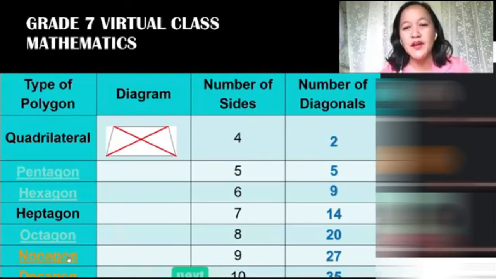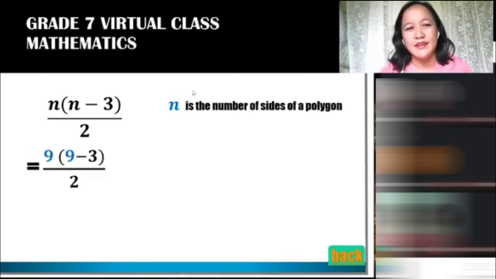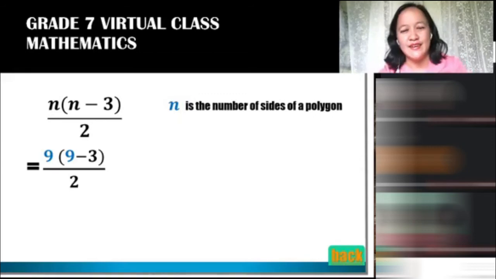Ayan, what about a nonagon? Okay, sige nga, tignan natin kung sino ang pinakaunang makakapag-solve. N, nonagon, 9 sides. How many diagonals does a nonagon have? Okay, may nakasagot na ba? Mark Chan, Vixen, nakasagot na kayo. Carla, April, J. Lord, Charles.